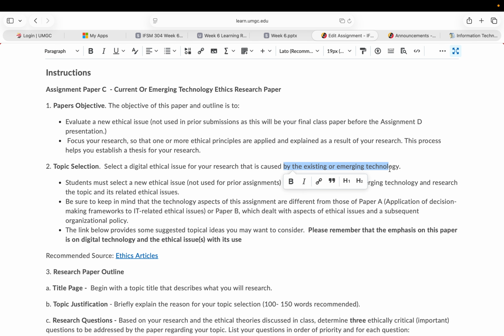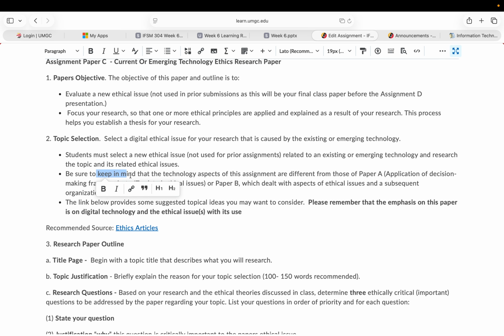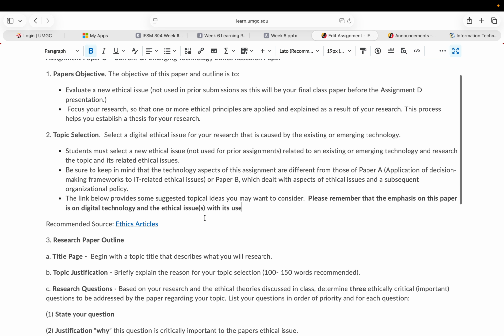Next week I will be detailing this in more detail, but for now know that you must select a new ethical issue, something you haven't used before. And keep in mind that the technology aspect of these assignments is different from paper A, applying frameworks to IT related issues, or paper B. Okay. So the link below provides some suggested topical ideas.